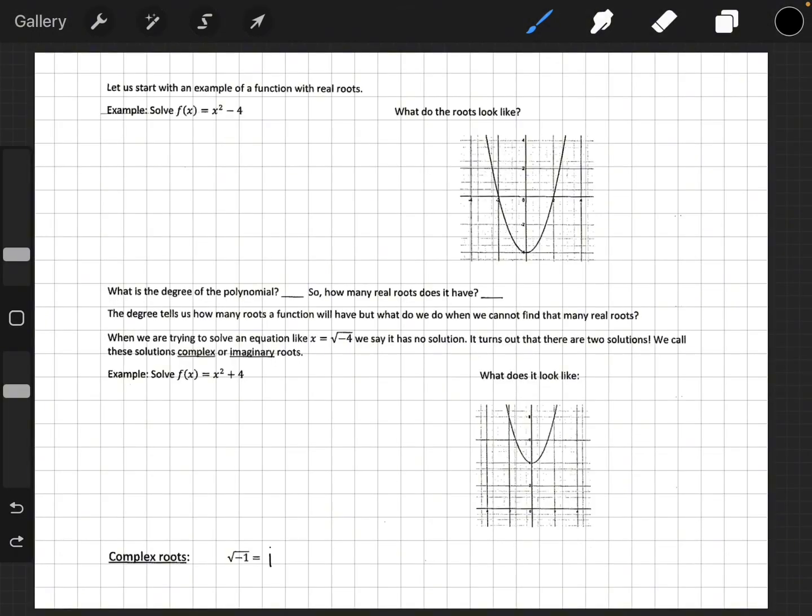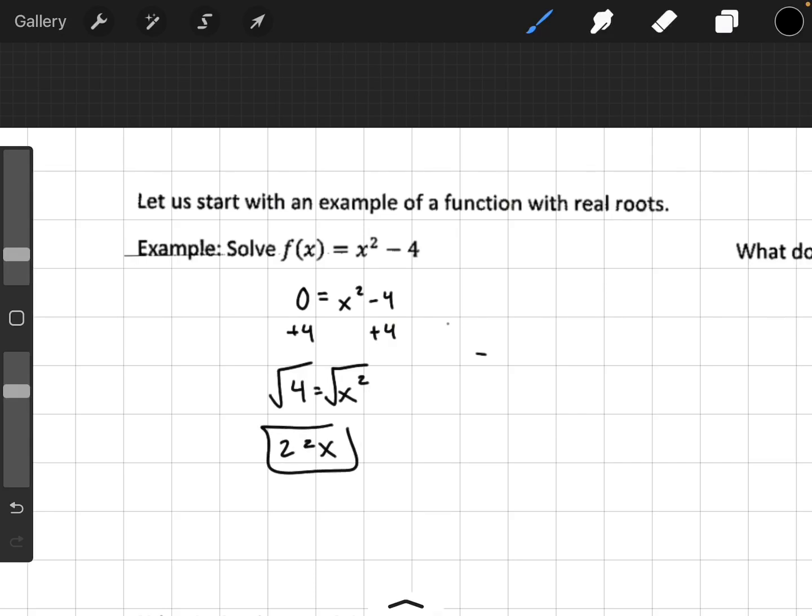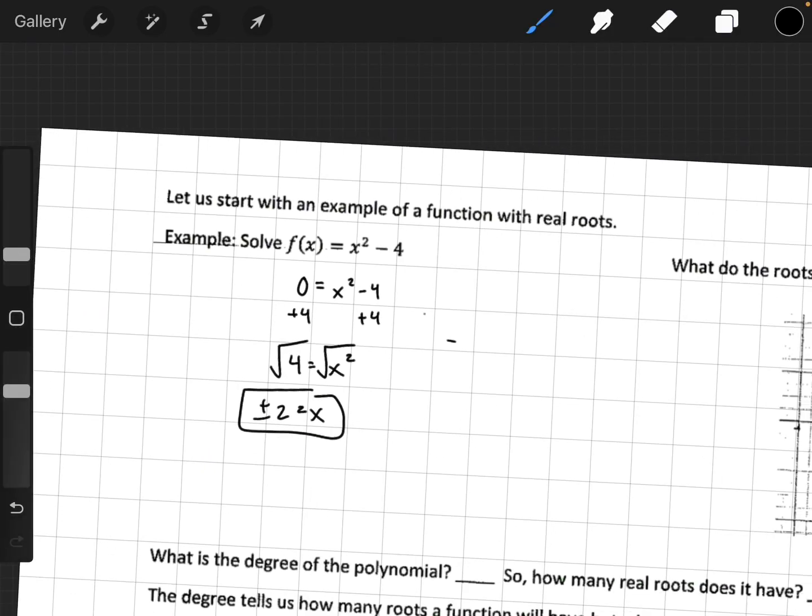So let's talk about complex numbers next. But first, we'll start with an example of a function with real roots. So this very simple function, f of x is equal to x squared minus 4. You can solve by setting f of x equal to 0. We'll add 4 on both sides to isolate x. We have 4 equals x squared. Then to isolate x, we'll take the square root of both sides. So we have x equals 2. The square root actually will have both the positive and the negative values.